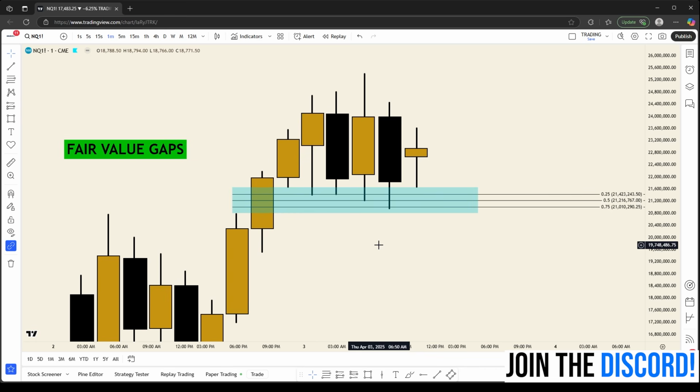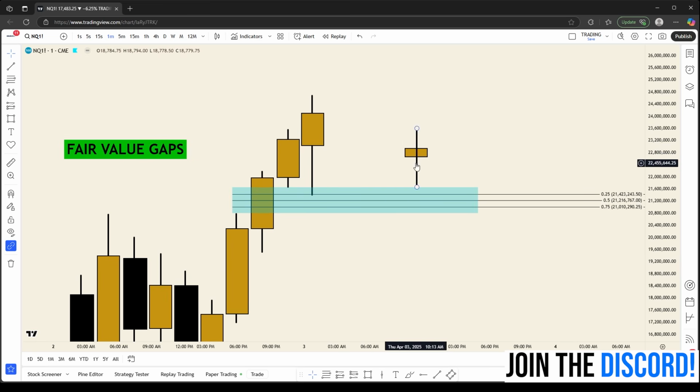And generally, the most aggressive way for a fair value gap to hold would be to stay within the upper 25% like so, never even violate the 50%, or wick all the way down beneath the fair value gap and then end up closing above it. That's the single most aggressive way for a fair value gap to hold.